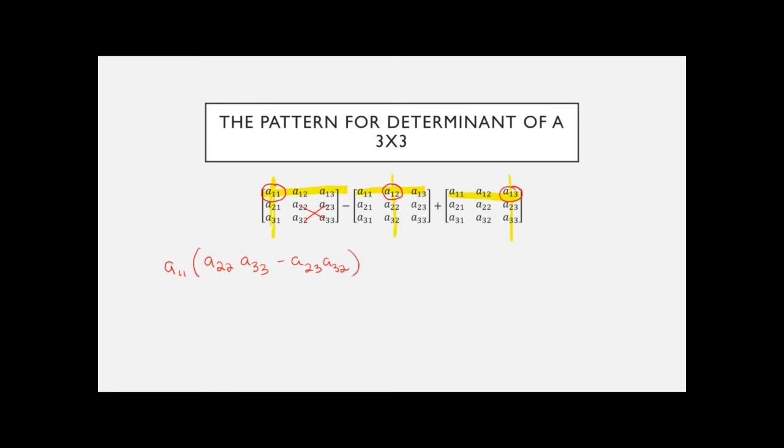Then I always remember that my next one is a minus, and then I take that cross number, A12, and I'm multiplying this diagonal, ignoring my crossed out stuff. So it would be A21 times A33, minus A23 times A31, or however you want to order that multiplication. And then we add in the third one. My cross-section that I crossed out is A13, and then you multiply A21 times A32, minus A22 times A31.